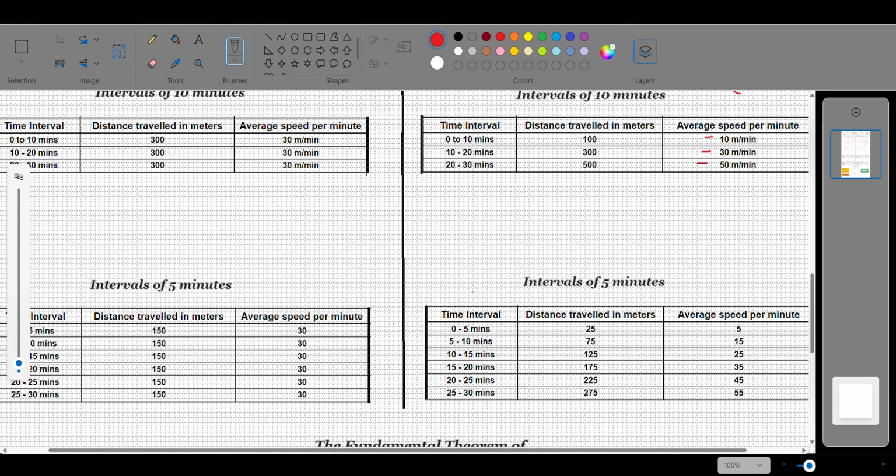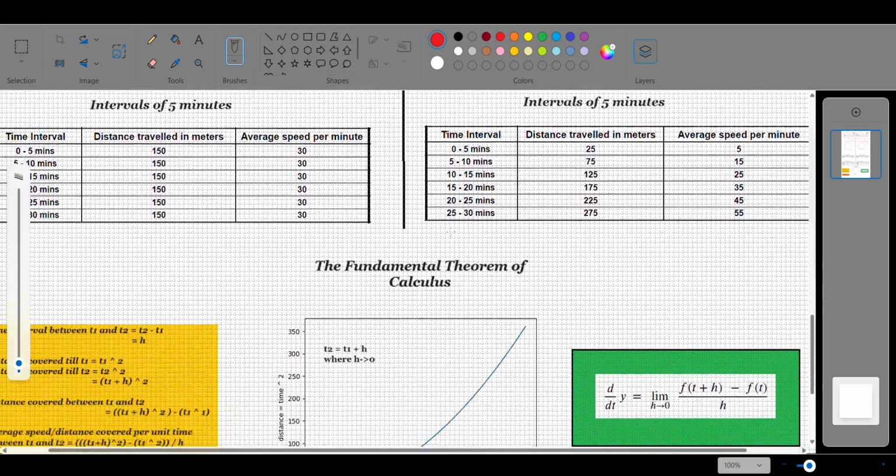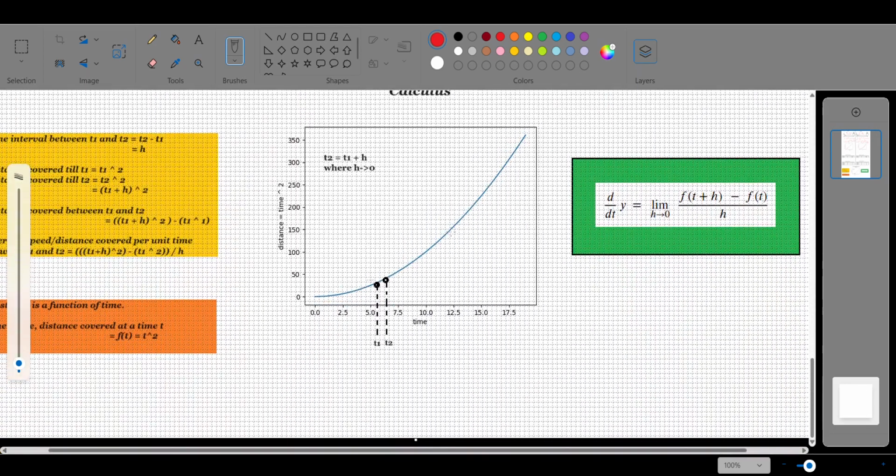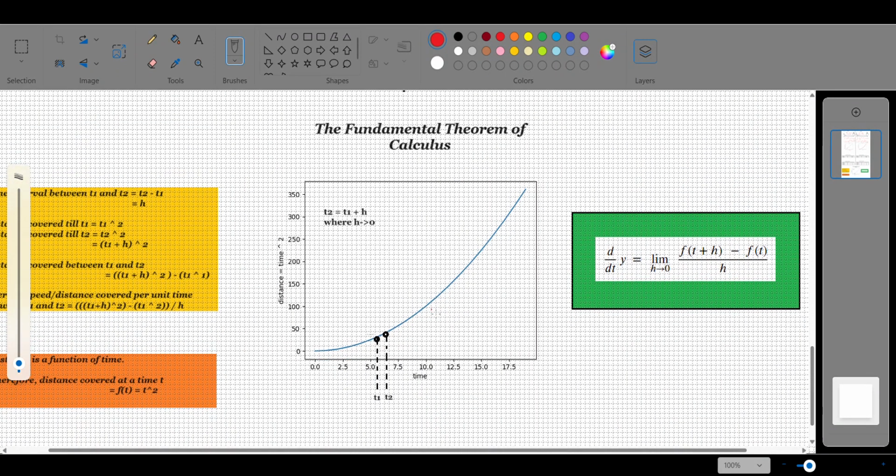And that is what leads us to the fundamental theorem of calculus. Let's look at student 2's graph. This is student 2's graph in front of you. And let's take a time t1. So t1 is a time stamp. This means at t1, the student has walked t1 squared meters, right? And let's assume another time stamp t2. And at t2, he has walked t2 squared meters.